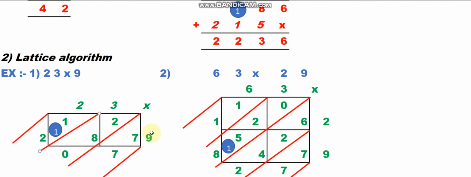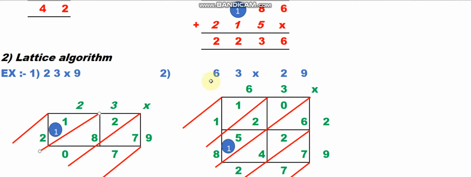Then 9 3s is 27. Then 9 2s is 18. 1 8, 18. Up 1, down 8. Now you join the corners and add the corners. How many digits are there in these rows? You should add them. Here 7. Here 2 plus 8, 10. Carry over to the third box. Now 1 plus 1, 2. Here 207. 23 into 9 equals 207.